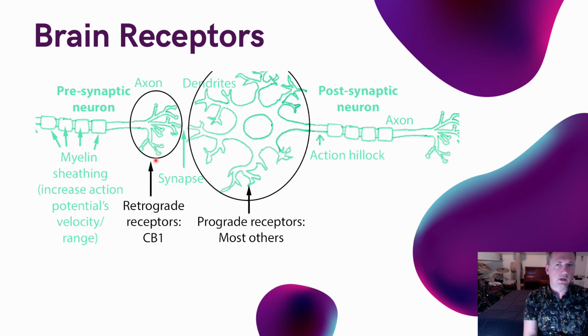And basically, if you get anandamide or something plugging into CB1, you're going to release less glutamate out of here. And when you release less glutamate, there's less plugging into the dendrite receptors on the next neuron, and so it's kind of an inhibitory effect.